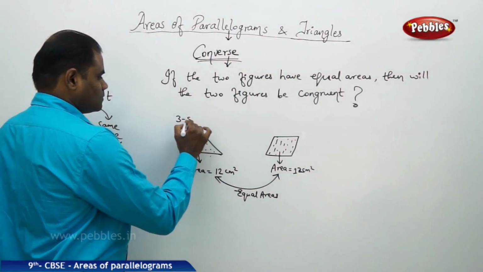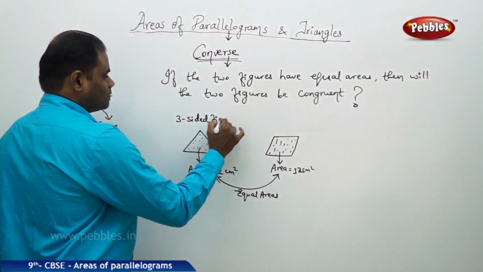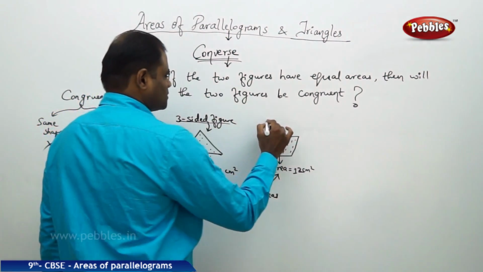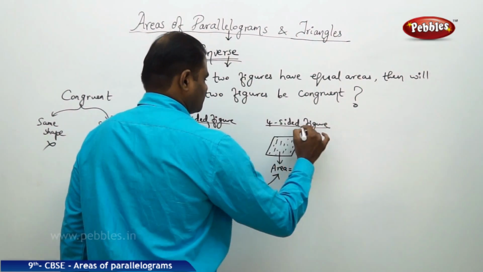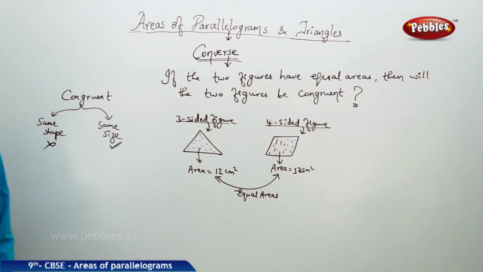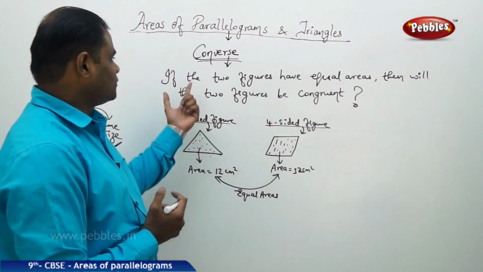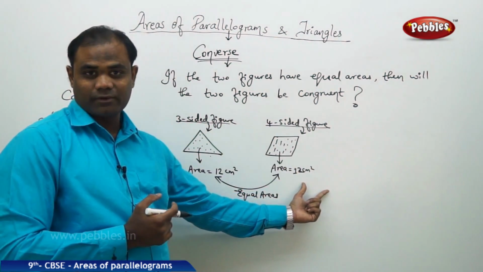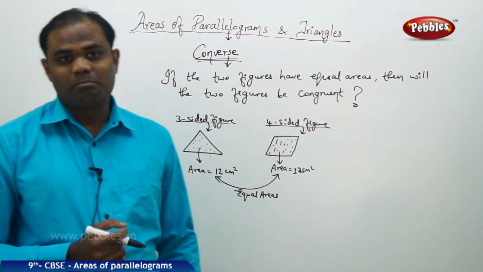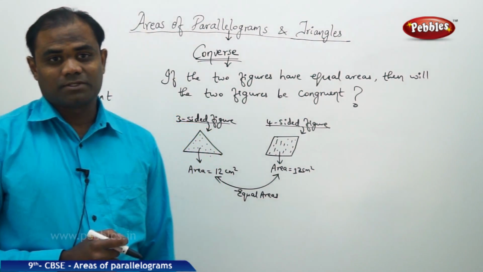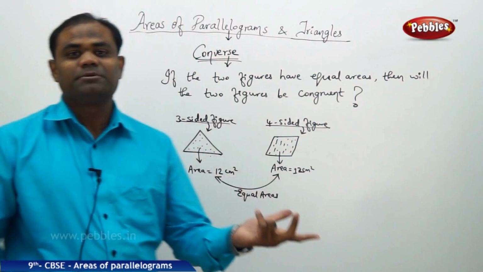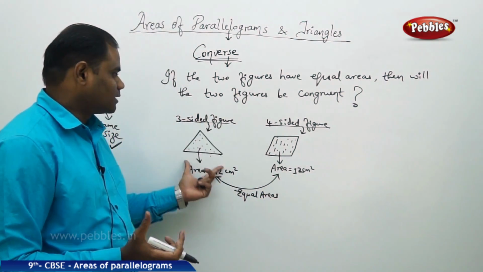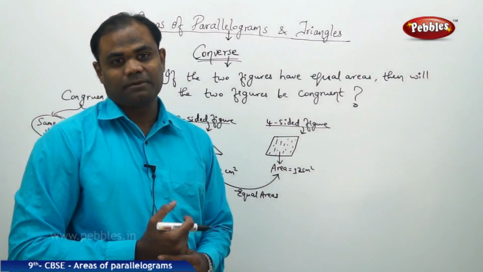This is a three-sided figure and this is a four-sided figure. Therefore, they are not of same shape, but they are of same size. Therefore, I come to the conclusion that if the two figures have equal areas, as in the case of triangle and parallelogram, then the two figures may not be congruent. Not always. They are congruent if they satisfy the condition that the two figures have the same shape. Failing with the condition here, three-sided and four-sided figures can never be of the same shape.